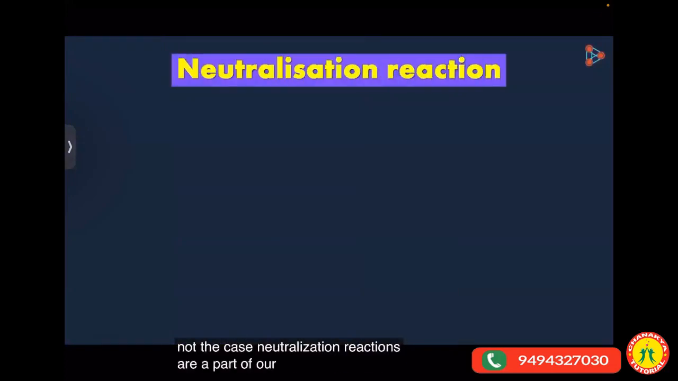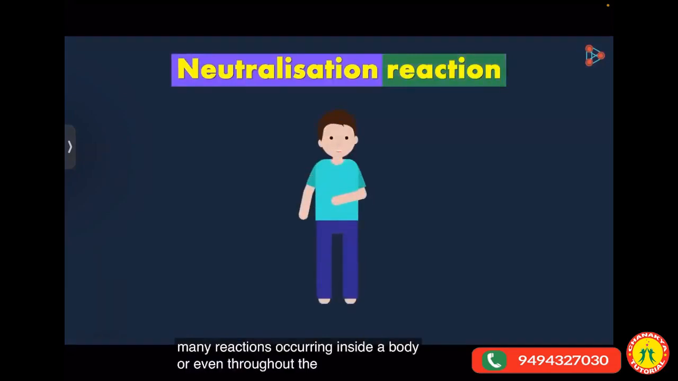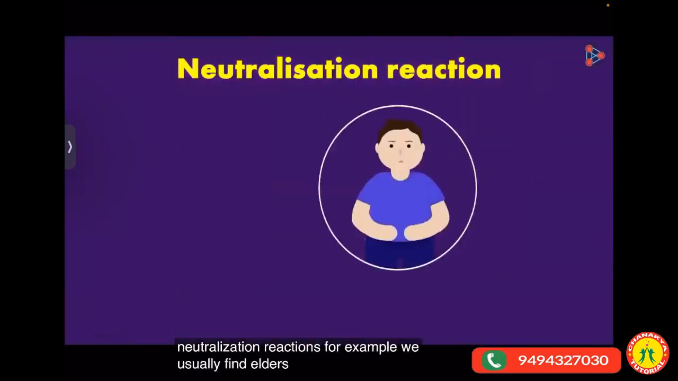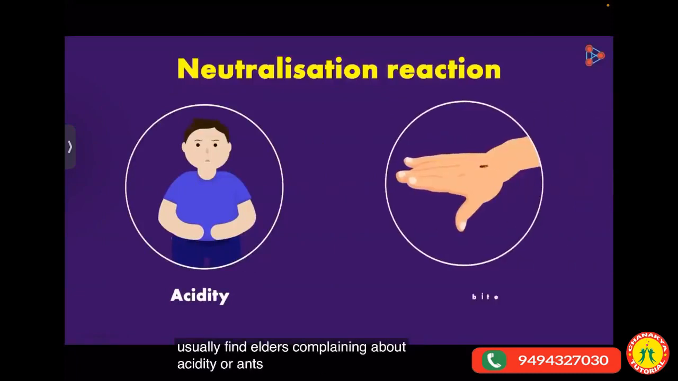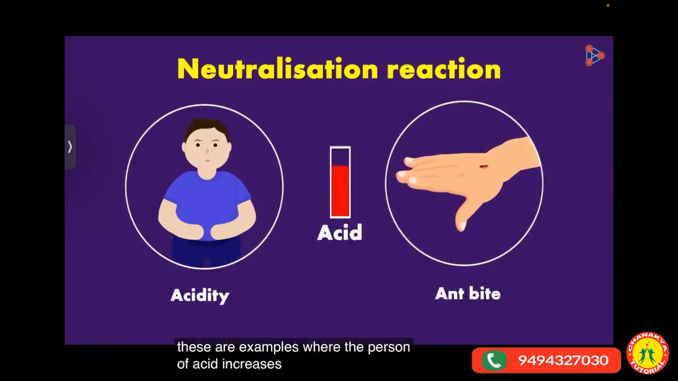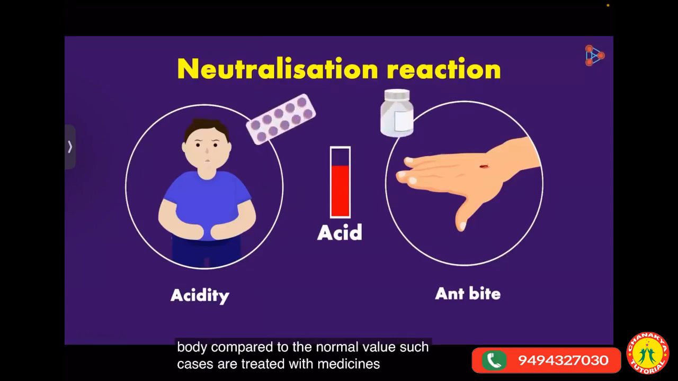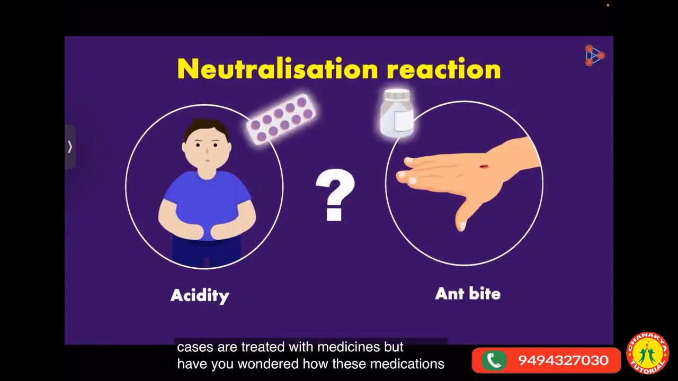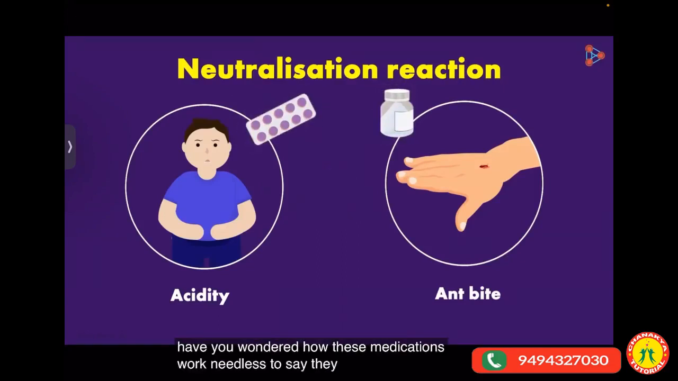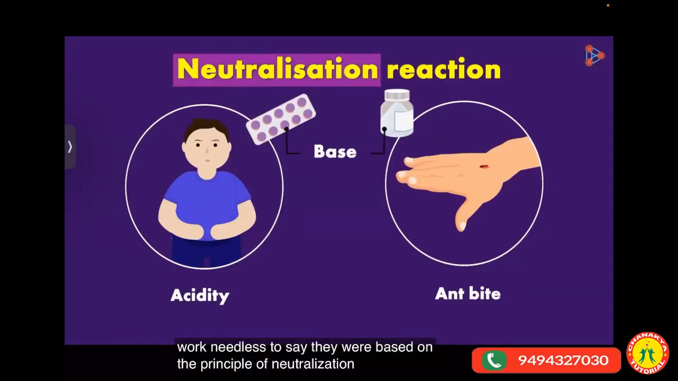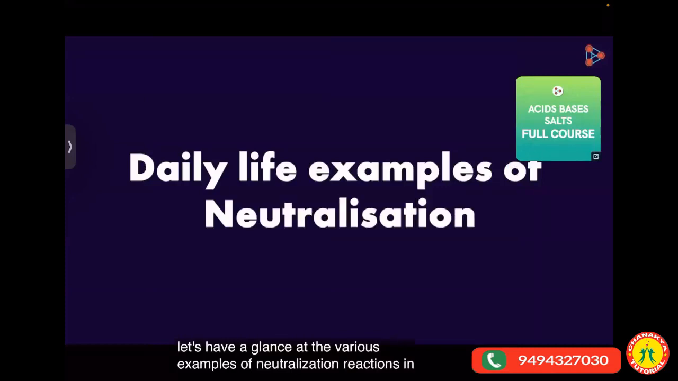Neutralization reactions are a part of our daily lives as well. Many reactions occurring inside our body or even throughout the day are neutralization reactions. For example, we usually find elders complaining about acidity or ants biting us on the skin. These are examples where the percentage of acid increases inside or on the body compared to the normal value. Such cases are treated with medicines. But have you wondered how these medications work? Needless to say, they work based on the principle of neutralization. Next, let's have a glance at the various examples of neutralization reactions in everyday life.